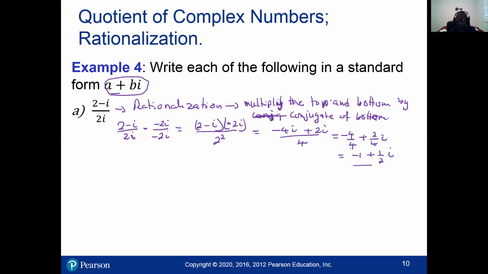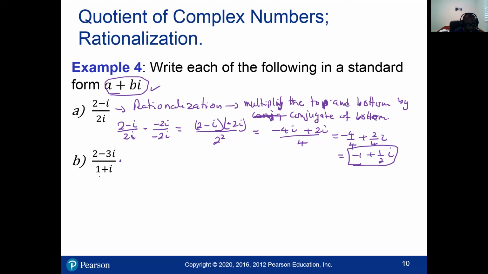And that is in the form A plus BI. Okay, now let's look at a second one. We're going to rationalize this. So what do we do again? For rationalization, we multiply the top and the bottom by the conjugate of the bottom, or multiply the numerator and the denominator by the conjugate of the denominator.